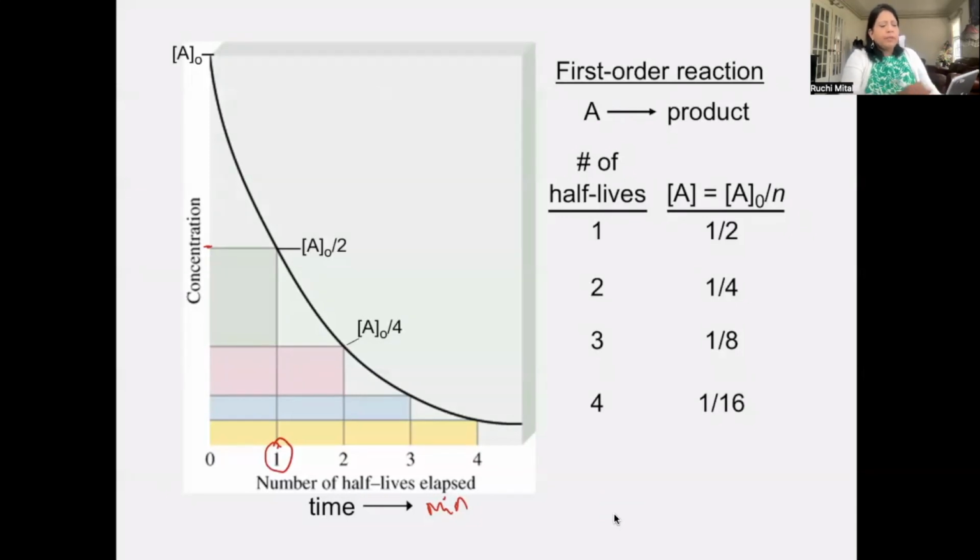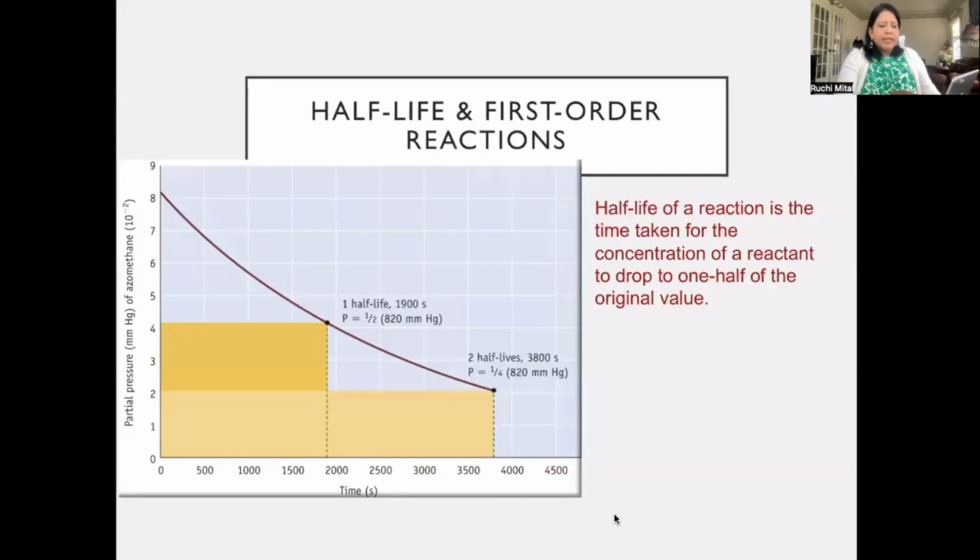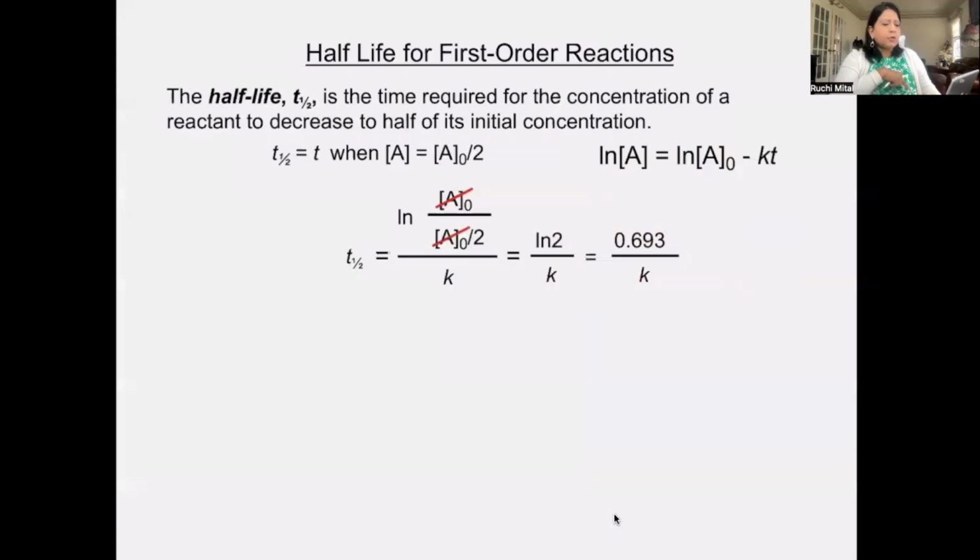Okay, so you should be able to look at a graph and understand that it is a half-life and figure out the concentrations. Half-life of the reaction is the time taken for the concentration of the reactant to drop to 1/2 of the original amount. So if the data is given, you can just look at it and figure out what the half-life is. But let's see how we're going to solve it using a problem.